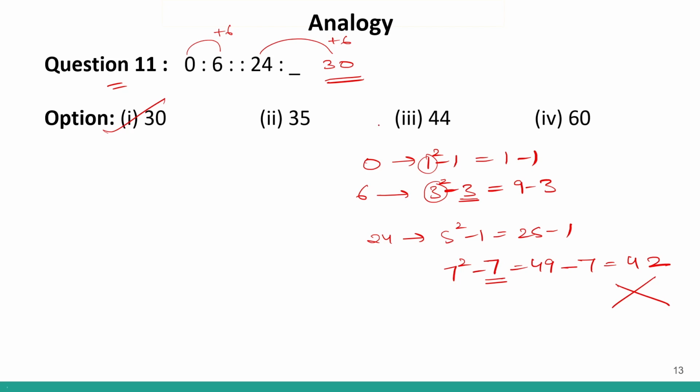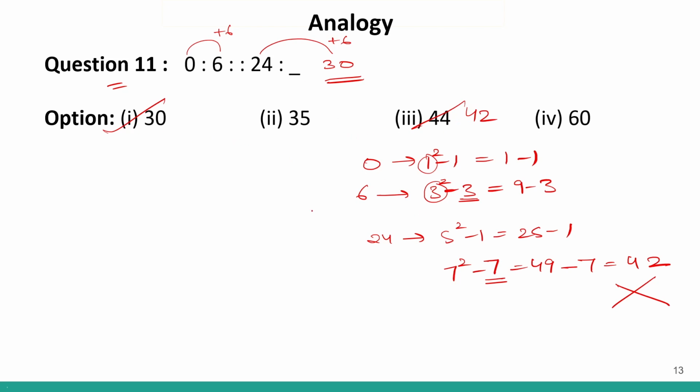So whenever you get questions on analogy, sometimes you can get more than one logic. Correct? More than one logic. Even in the previous question we saw, we assumed 3 logics. So whenever you get more than one logic, try to find the answer. Because in your examination, if you're getting more than one answer, let's say if this was 42, then the student would be confused whether should I mark 30 or 42.